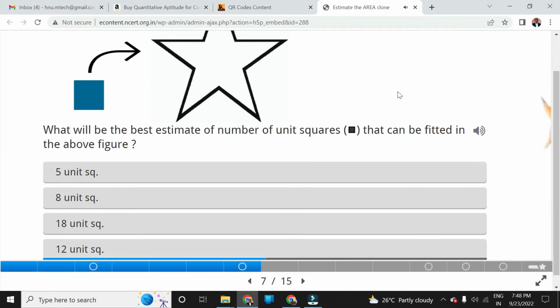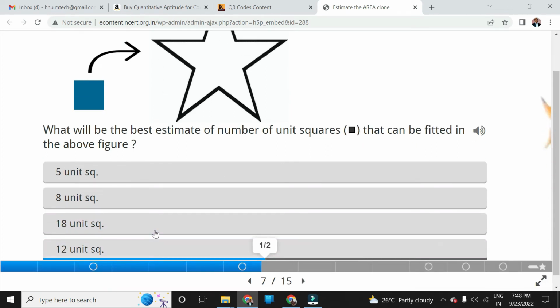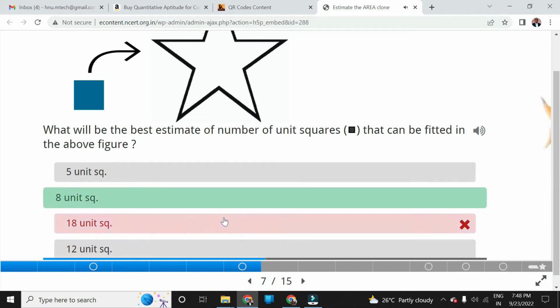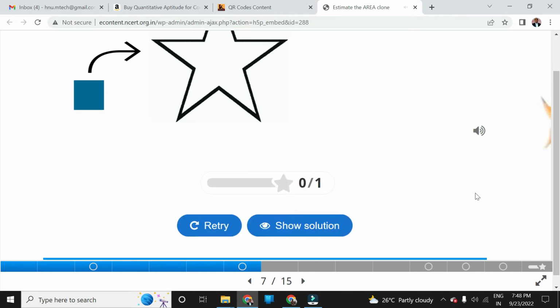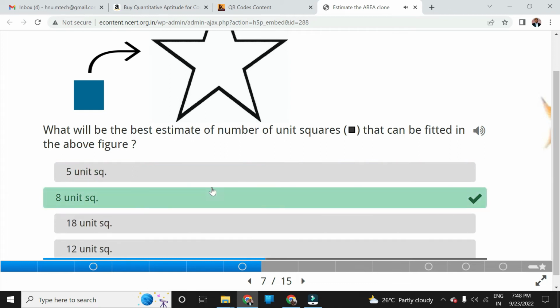The next question: how many squares are contained by the figure? What will be the best estimate of the number of unit squares that can be fitted in the above figure? This is the figure. What could be the best estimate you are expecting? So let us guess some wrong answer here. 18 could be a bigger number which cannot fit in this. So I have tried 18, it is telling it is wrong, but the one which is in green is telling it is correct. So next time you select 8.